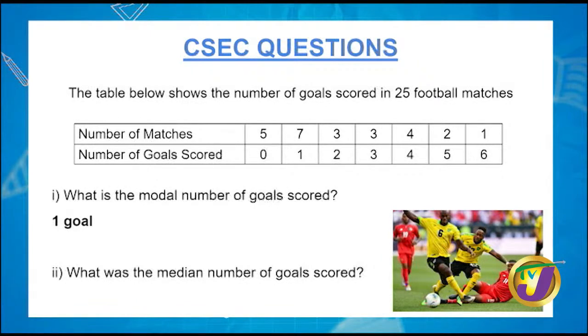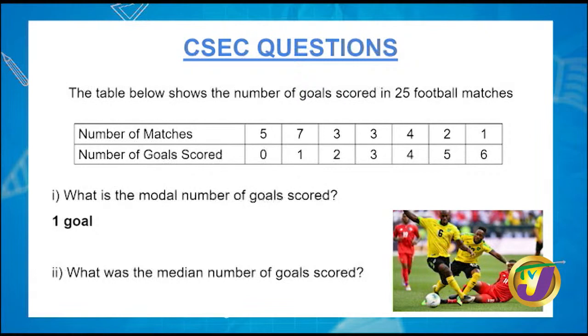So we're trying to find the 13th element from the data set, and we're starting from the ascending side. I'm seeing 5 of them got 0, so no goal. Yes, 0 goals, and 7 matches would have 1 goal. So I already have 12 matches so far, and I need one more match to reach the 13th match. That would be one of those matches in which 2 was scored.